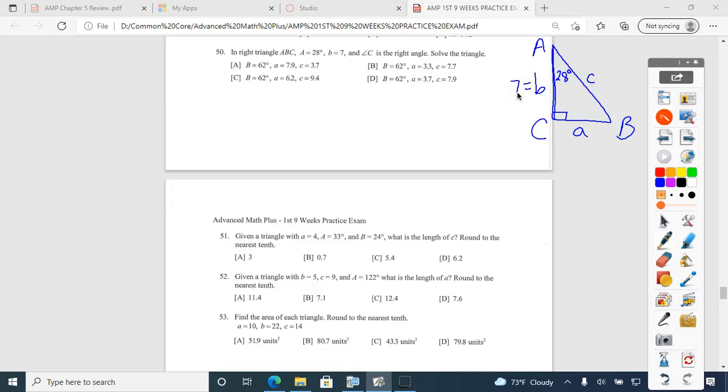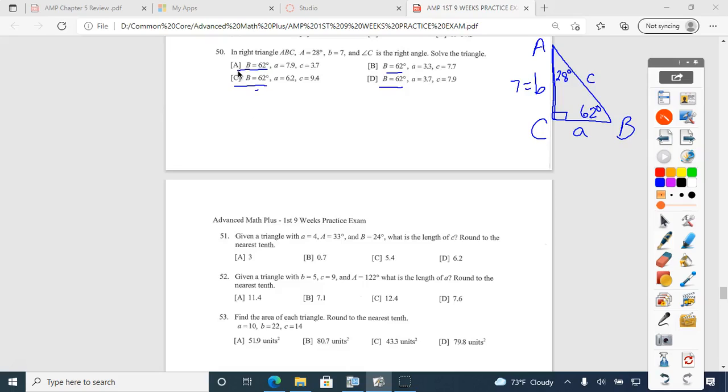If you notice, they take the easiest thing to find, which is angle B right here. You know it's got to be 62 degrees, but all of them have that. They make that easy for you. But if you notice, all of their A's are different. So let's find A first.